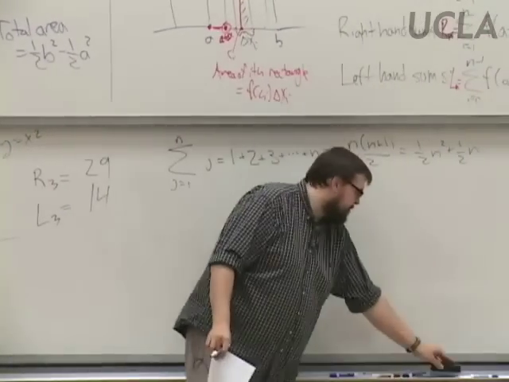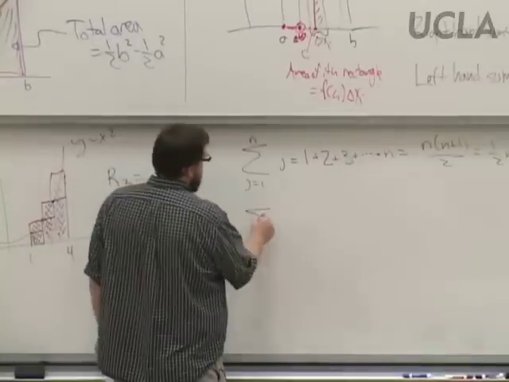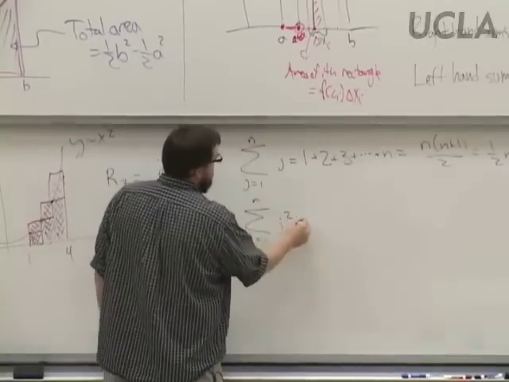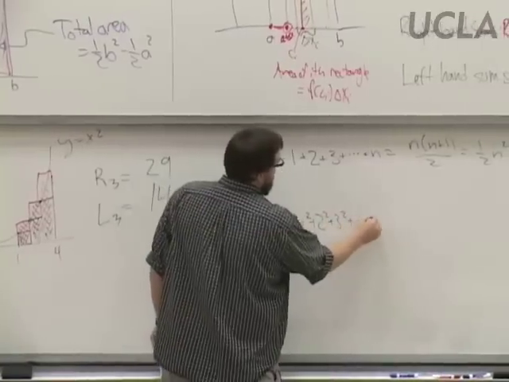So we have to tell it to keep the mythology alive. But that's not the one we're really going to need. We're going to need this one. Let's do the sum from j equals 1 to n of j squared, which is 1 squared plus 2 squared plus 3 squared, all the way up to n squared.